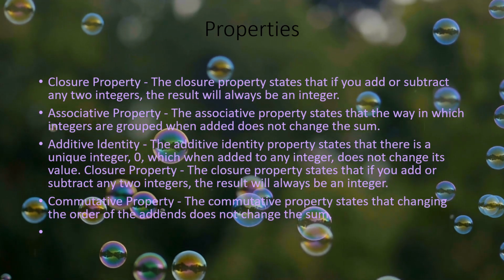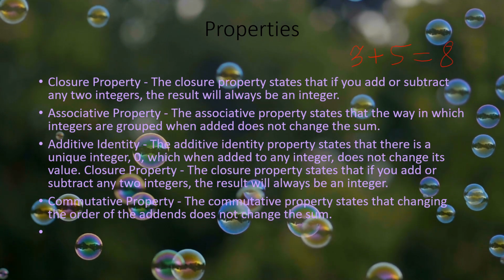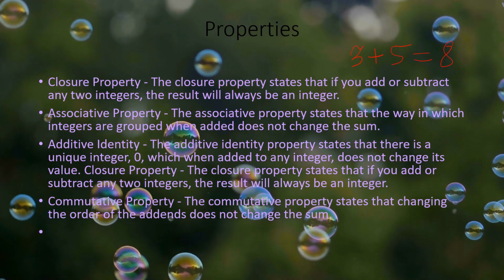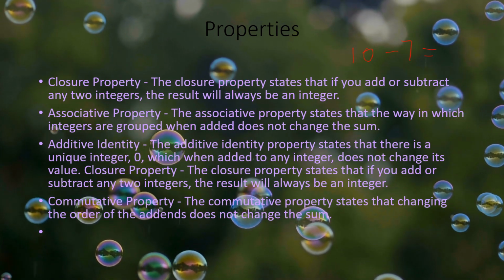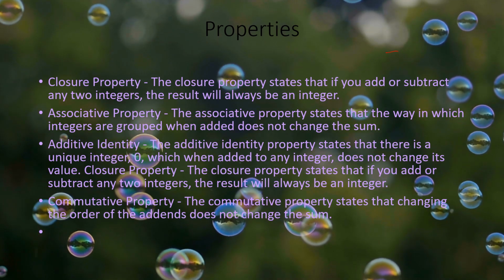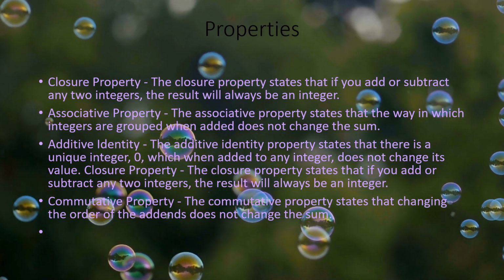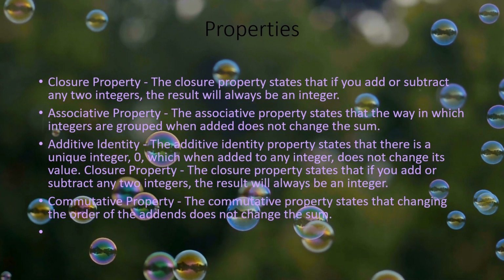If we add 3 and 5, the result is 8, which is an integer. Similarly, if we subtract 7 from 10, the result is 3, which is also an integer. Therefore, integers are closed under addition and subtraction. Commutative property. Let's talk about the commutative property of addition.